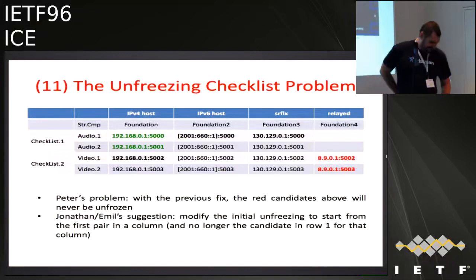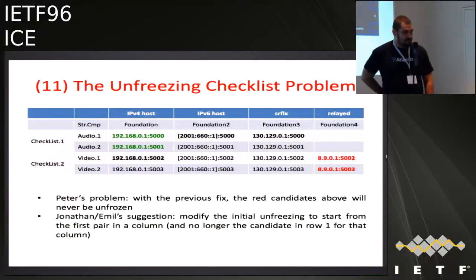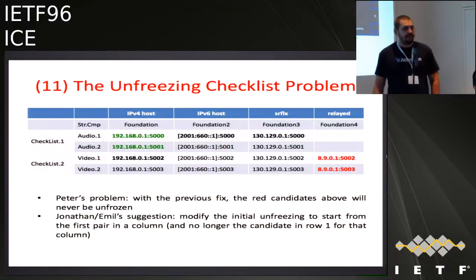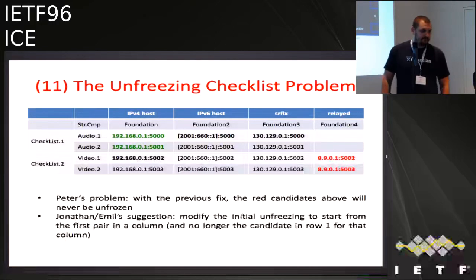That suggests that the solution is correct for the case that Jonathan identified, and has the consequence in the case that Floppy identified, that if you have extra pairs, extra foundations on a particular component that is further down the priority list, then you're going to be doing some checks on that ahead of time, and maybe that's suboptimal. But it's a corner case, and it's not a big deal.